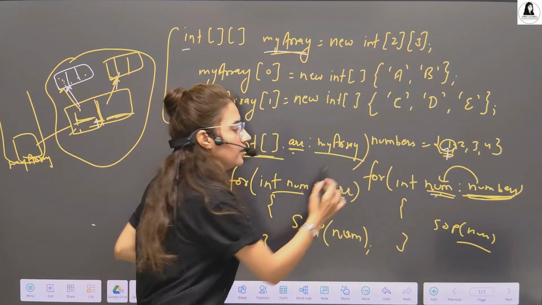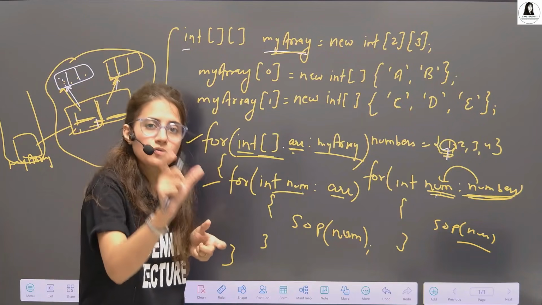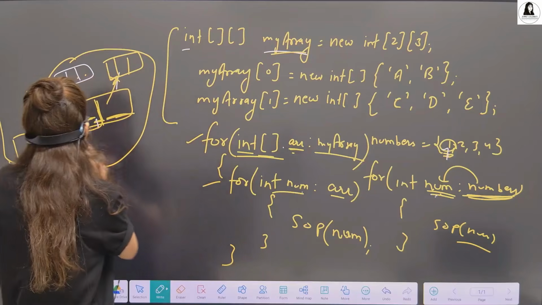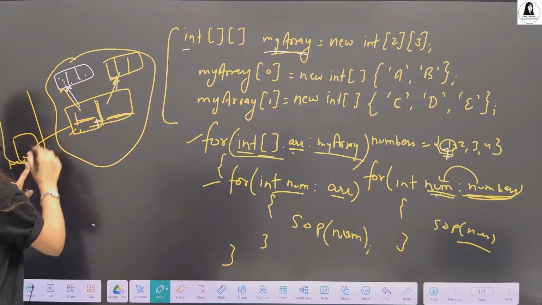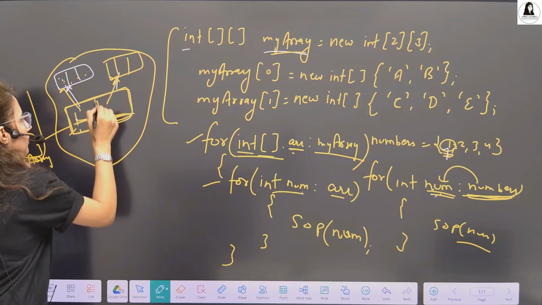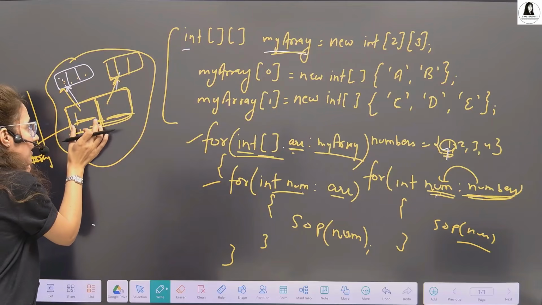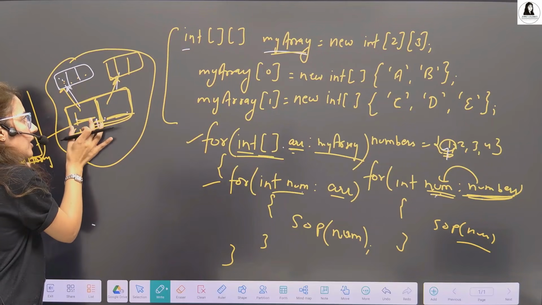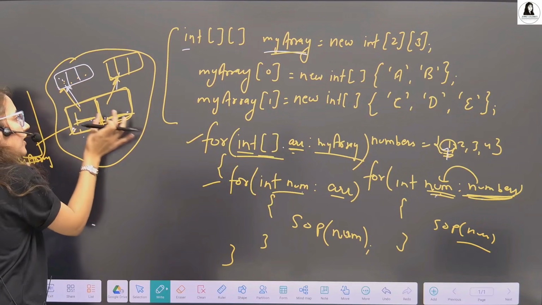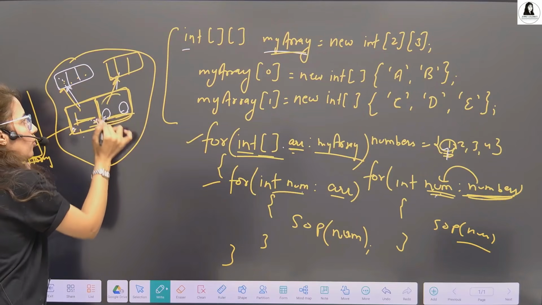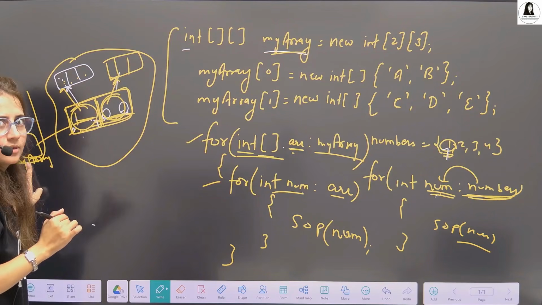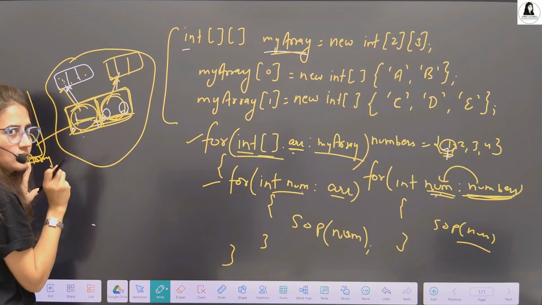But here, my array is a 2D array, an array of arrays. So what does this array basically contain? References to 1D arrays. This is referring to this 1D array, and this block is individually a 1D array. So first you fetch this, then you fetch this.